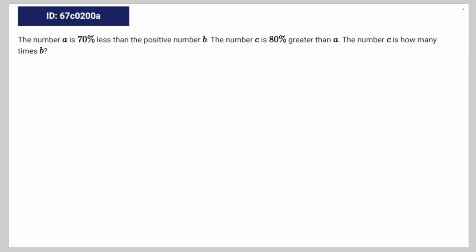Alright, so in today's video we're going to be talking about SAT percentage problems. Every single percentage problem is based off of one fundamental equation, and that is x is equal to 1 plus percent difference, times y. So what exactly does this mean?